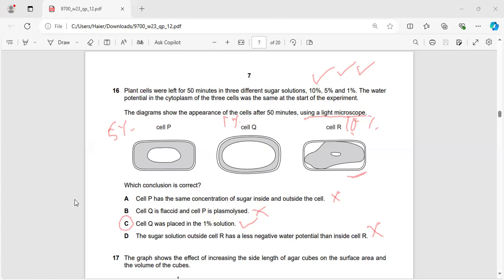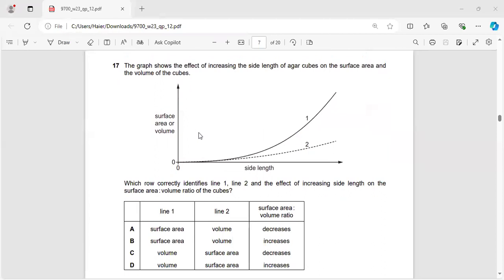Question number 17. We are moving towards the 17th question. The graph shows the effect of increasing the side length of agar cubes on the surface area and the volume of the cubes. Here you can see this is surface area and this is volume and side length. Which row correctly identifies line 1 and line 2 and the effect of increasing side length on the surface area to volume ratio of the cubes?